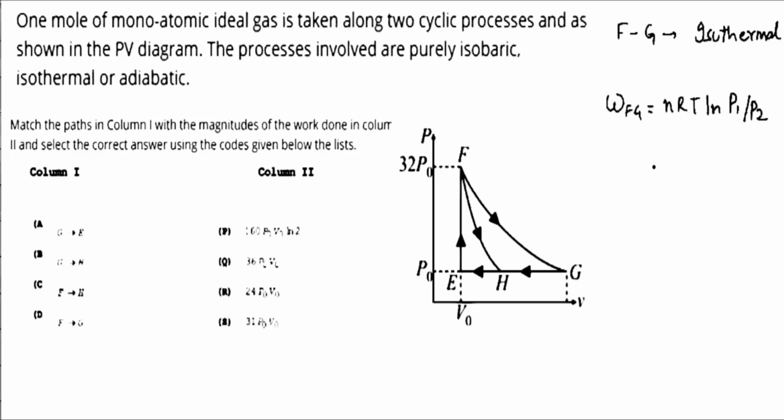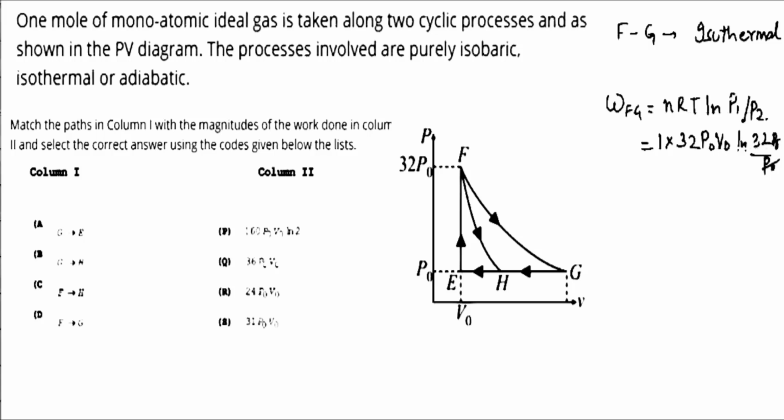Now let's put the values. We do not know the temperature here, so in place of RT we can substitute the pressure and volume that we know. N is simply 1, and in place of RT we can write P naught V naught, since the temperature is constant, so simply we can write 32 times P naught into V naught. Now ln is 32 P naught divided by P naught, right? So this P naught and P naught will cancel.